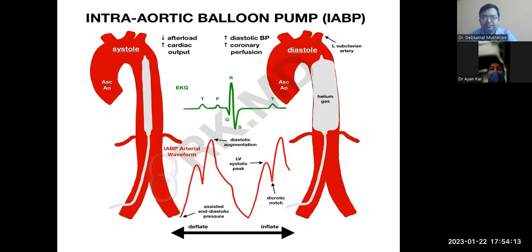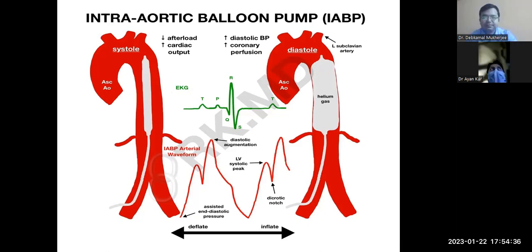And that happens because the balloon is made in such a way that it inflates during diastole, so that it blocks the blood flow forward and improves coronary perfusion. At the same time, during systole it deflates, thereby causing a vacuum in the descending aorta and pulls more blood in front, and thereby actually mechanically offloading the heart.